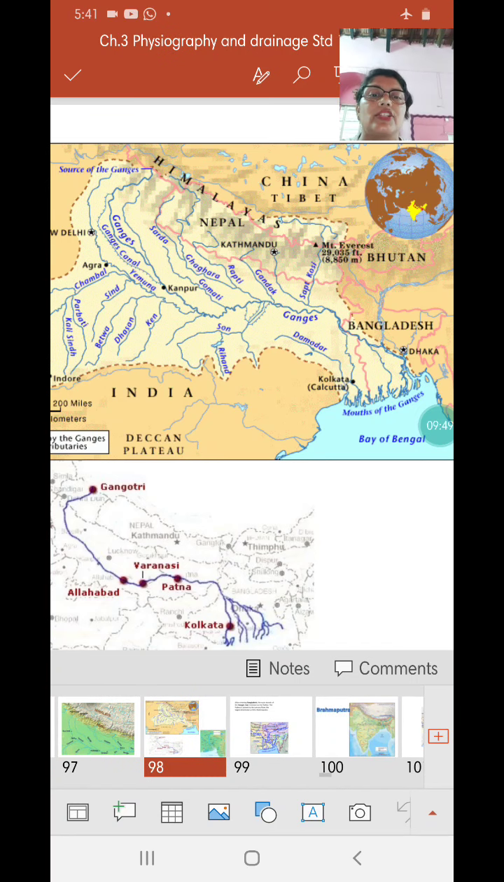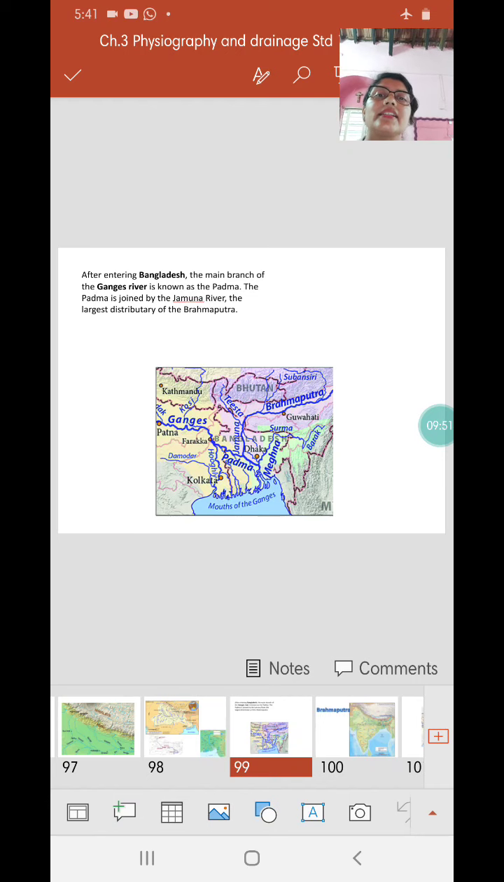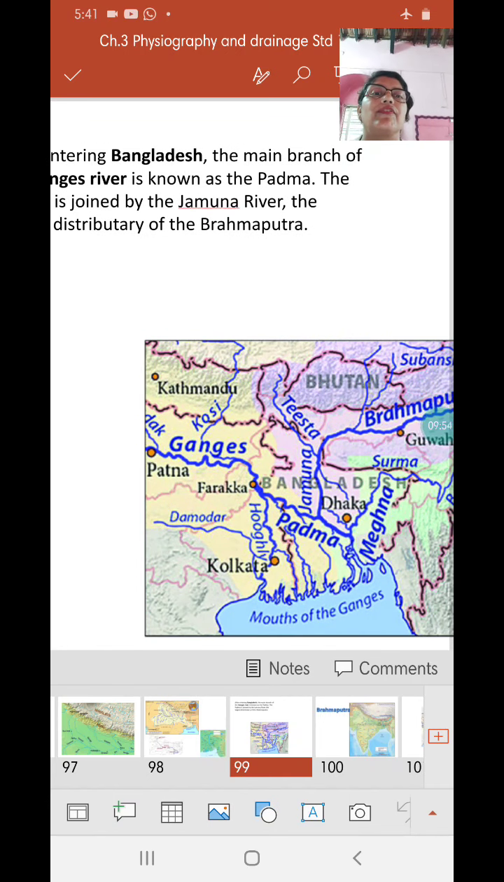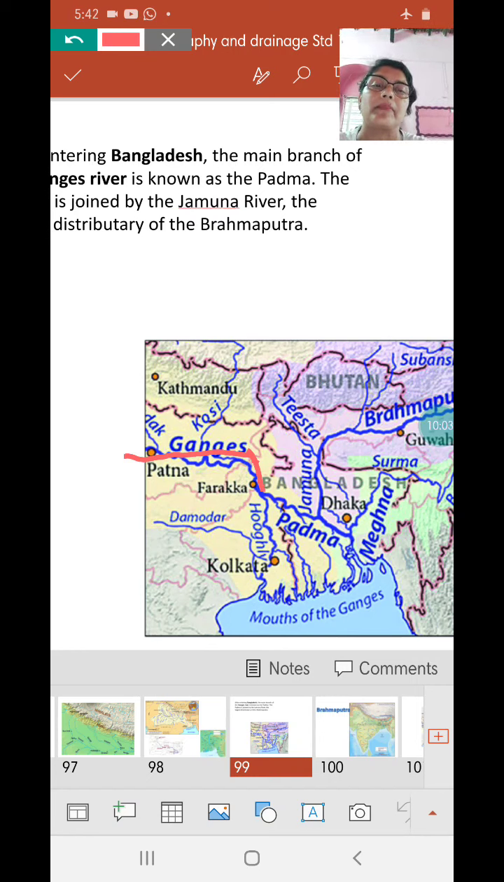Now, before entering Bangladesh, as the Ganga becomes very gentle, as it flows through the plains of Bihar and as it enters into West Bengal, it branches out into a big distributary called River Hooghly. Now what is a distributary? We have studied about tributaries. They join a major river. But a distributary branches out from a main river.